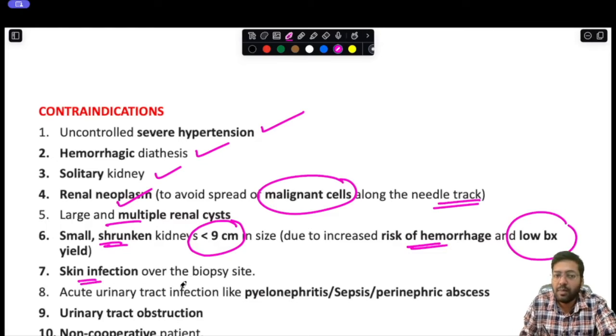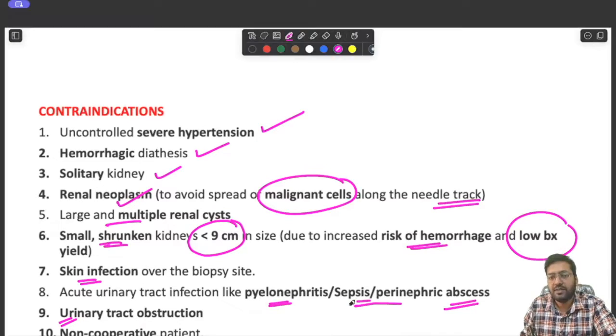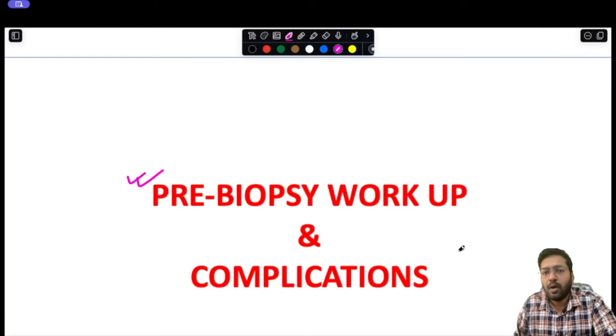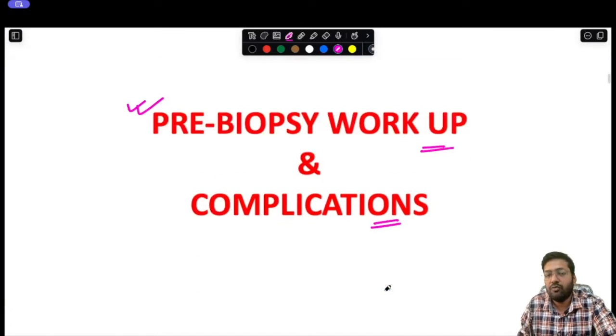Skin infection over the biopsy site, acute urinary tract infection like pyelonephritis, sepsis or perinephric abscess, urinary tract obstruction, non-cooperative patient, or in case of hydronephrosis. So these are the contraindications for carrying out a renal biopsy. Next, we are going to discuss what is the pre-biopsy workup and what are the complications that you face.